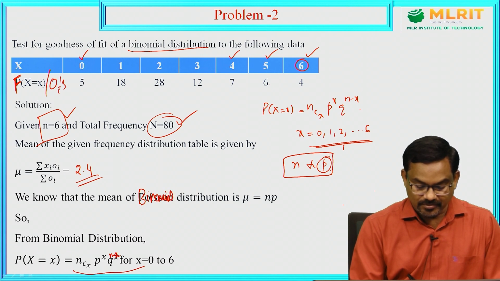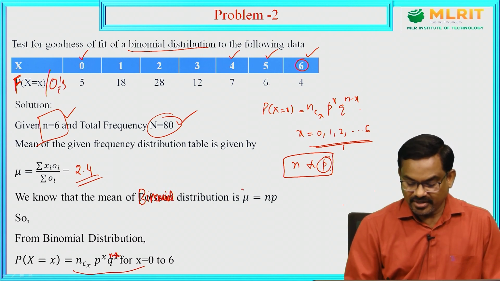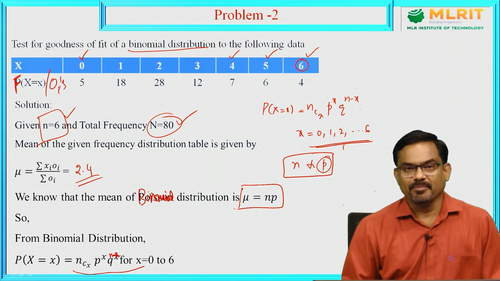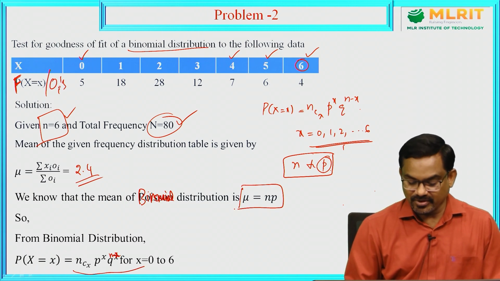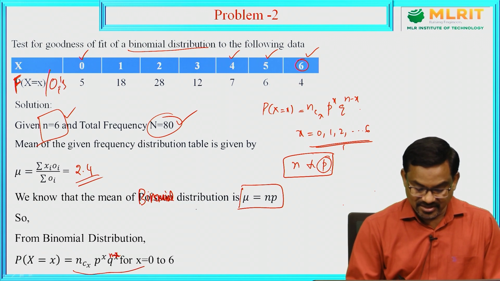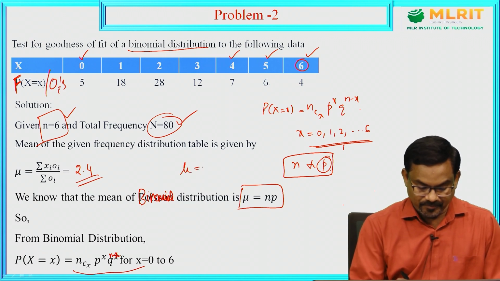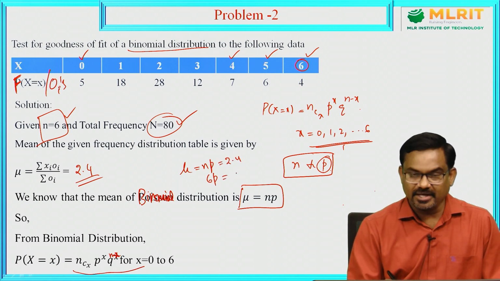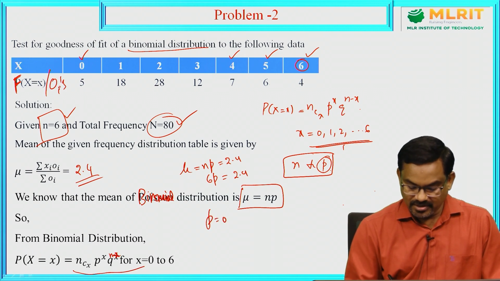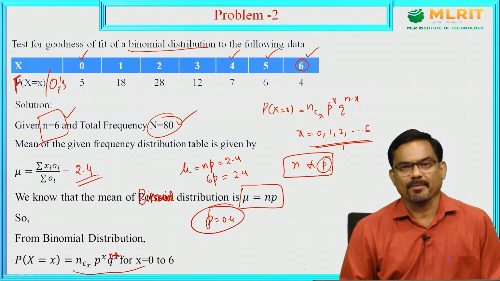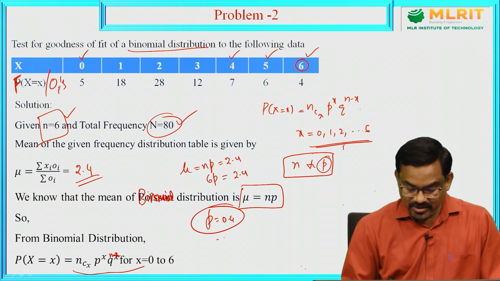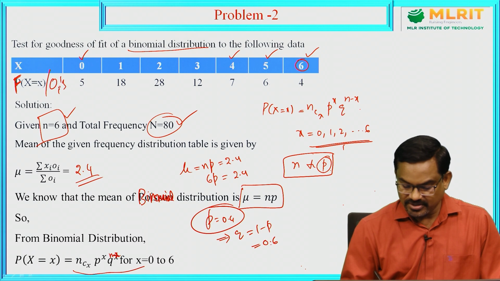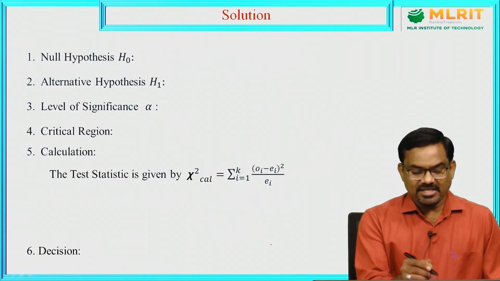And we know that the mean of a binomial distribution is mu equal to np. So, let us equate mu equal to np equal to 2.4. But what is the value of n? 6. So, 6p is 2.4, and p results as 0.4. If we have p, we can find q also, 1 minus p, which is 0.6.